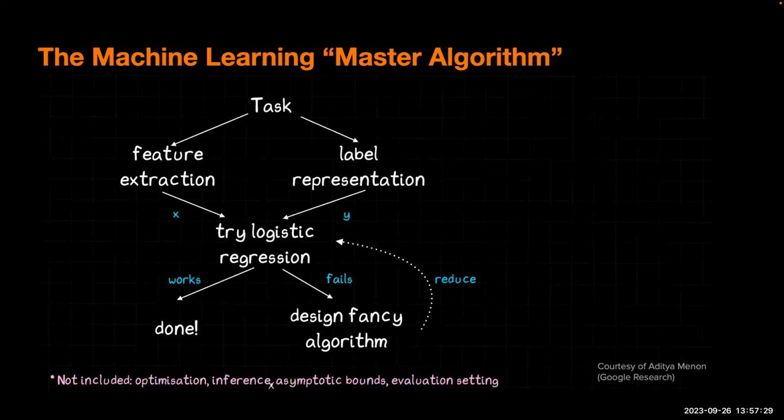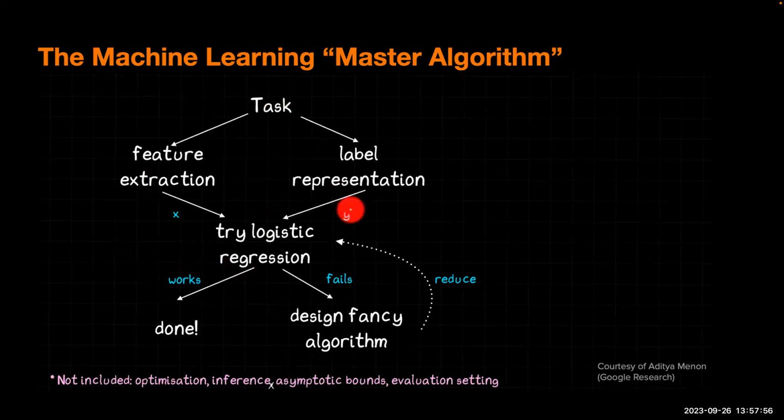So this is basically what you need to make a lot of money. The master algorithm of machine learning can do 90% of the jobs. Basically it goes as follows. Your supervisor gives you a task. You say, okay, I will first come up with some features and some labels, and try logistic regression. 90% of the time this will work, done.